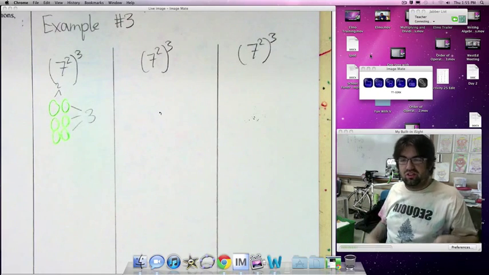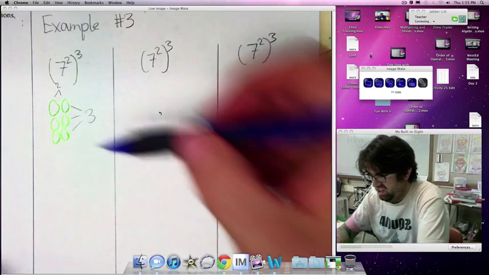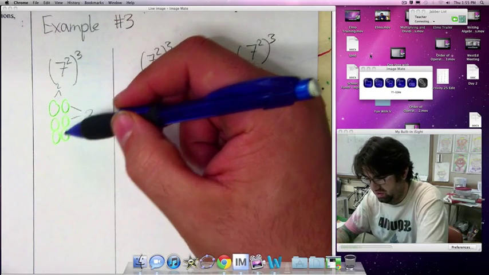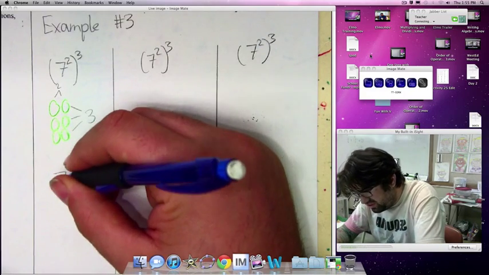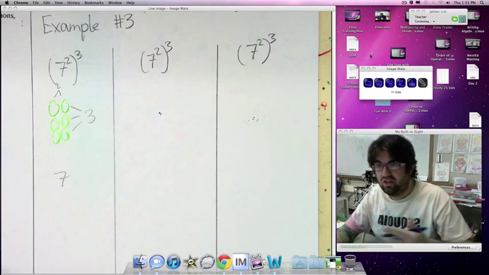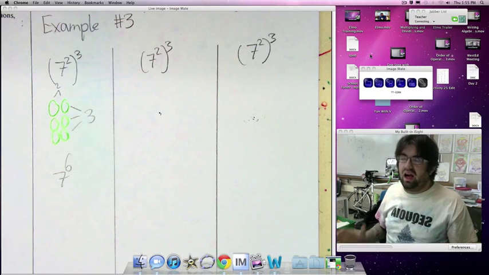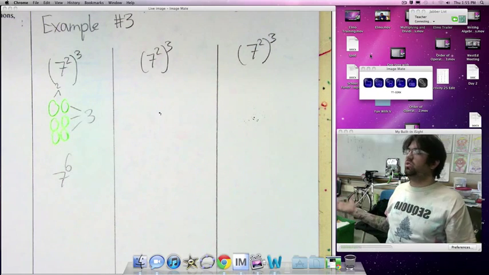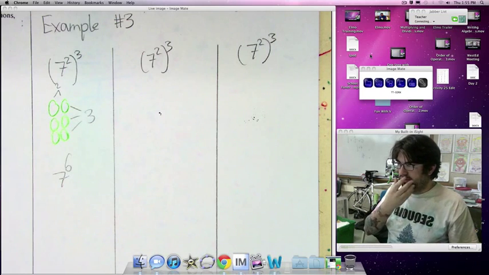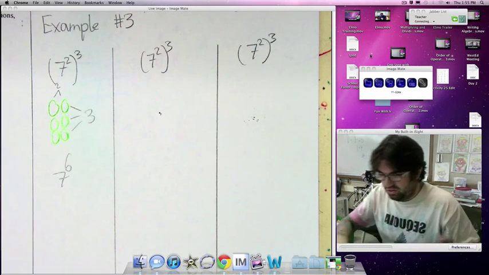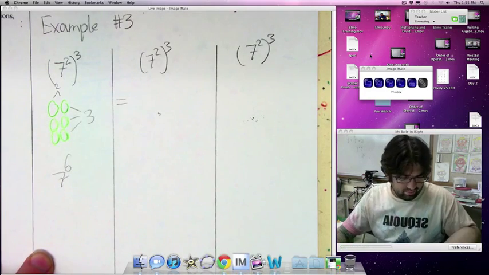My question now is this. How many triples do you have? 1, 2, 3, 4, 5, 6. We have 7, and 7 has shown up 6 times. How do I use 2 and 3 and get the 6? It's not adding or subtracting. Very mysterious. Why don't we try this? Let's use a little more common sense.